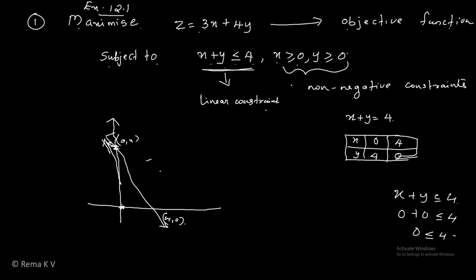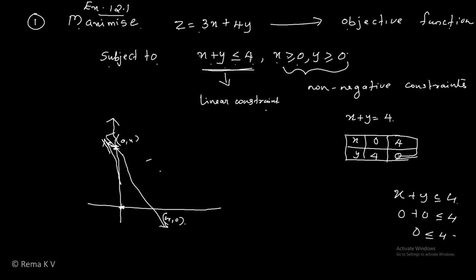And two more things you have to consider here. x greater than or equal to 0, y greater than or equal to 0. This means x and y are both non-negative. Non-negative means it is in the first quadrant. So all these three conditions have to be satisfied: the lower half plane for this, and in the first quadrant. This means in the first quadrant region only we have to consider.